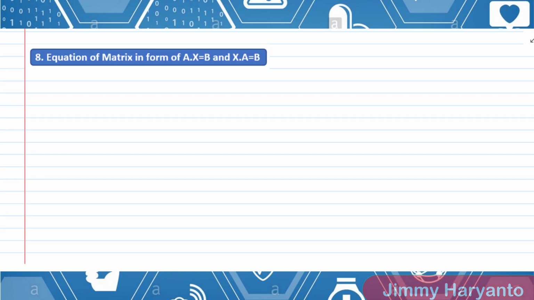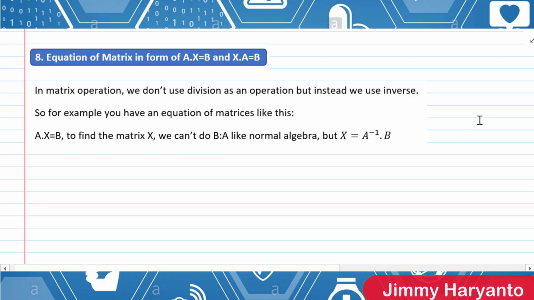Next, equation of matrix in form of A times X equals to B and X times A equals to B. Yeah. So this one is multiplication of matrix, but with one of the matrix unknown. So we don't know what is the matrix of X. Okay, so we have to find the value of matrix of X. And to do this, we cannot use division. In matrix operation, we don't use division as an operation, but instead we use inverse. That's why I teach you inverse before.